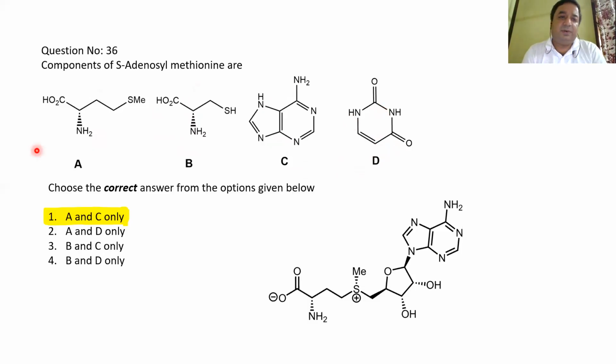So what will happen over here is that, since it is saying S-adenosyl methionine, that means this sulfur is getting attached to the adenosine. So obviously we will say A and B will be present only. So our answer will be 1, and this is the structure of the molecule S-adenosyl methionine.